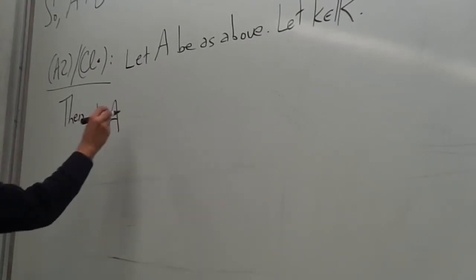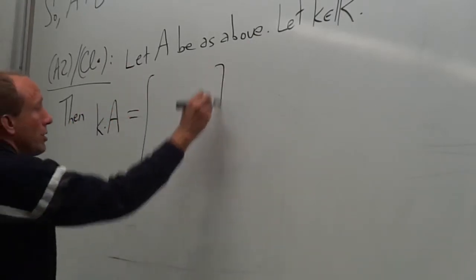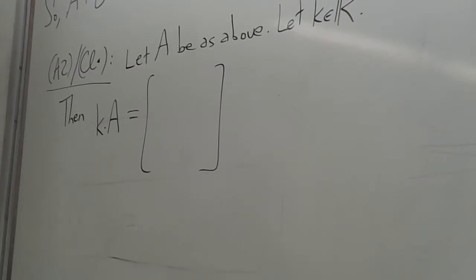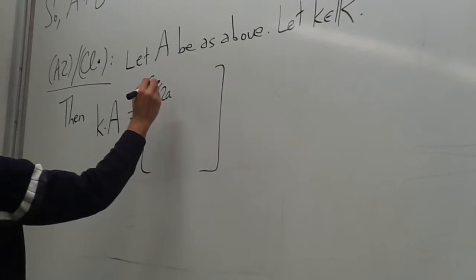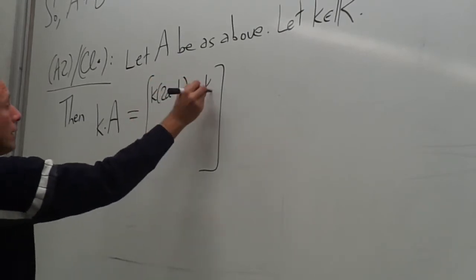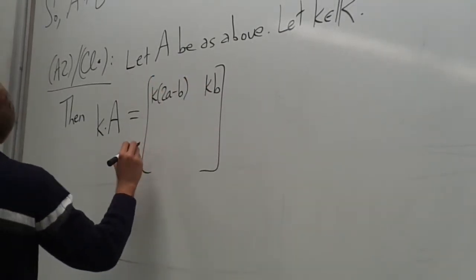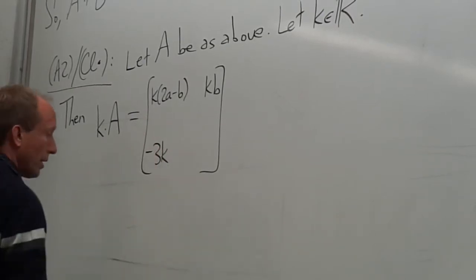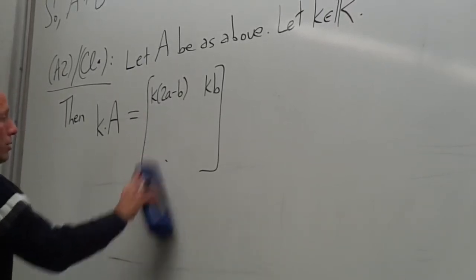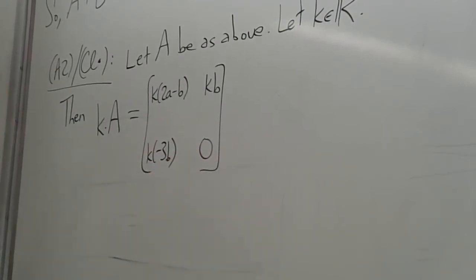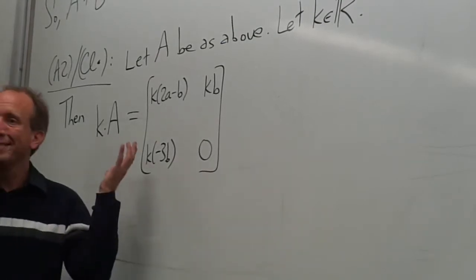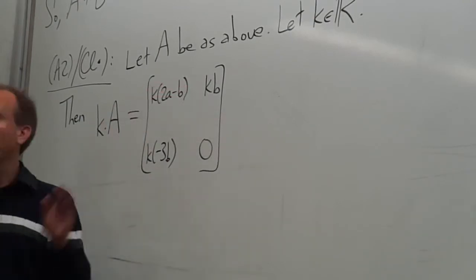So K times A. Of course, this is just done by scalar multiplying K through the whole matrix. So it's just K times 2A minus B, and KB, and negative 3. Well, actually, it's really K times negative 3B, and 0. Okay? So I just scalar multiplied through by K.